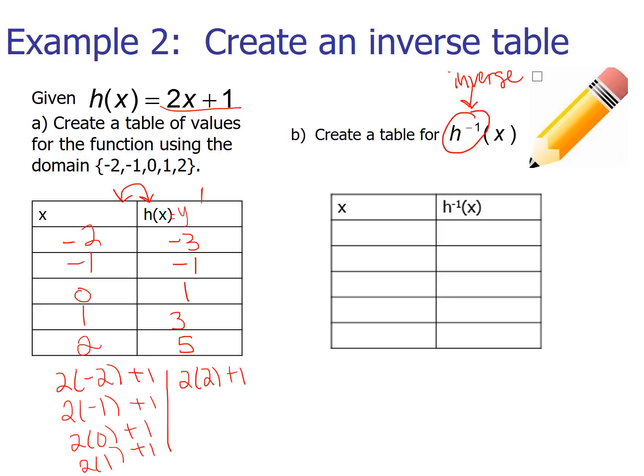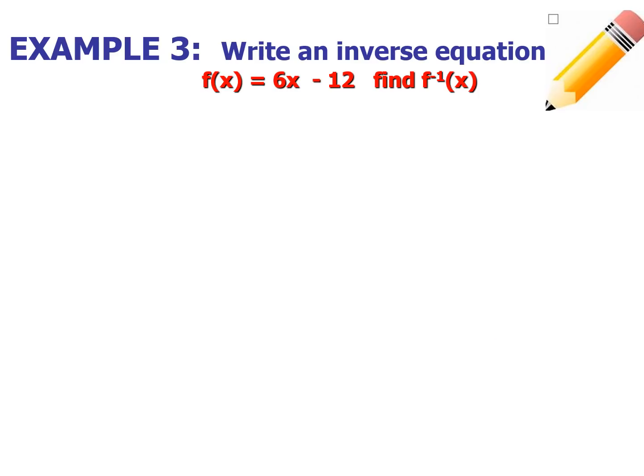So this column is going to become my x column. So -3, -1, 1, 3, and 5. And then my x column is becoming my h inverse of x, or the inverse function of h. So -2, -1, 0, 1, 2. And that's that.